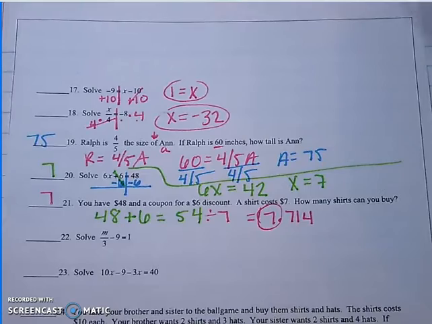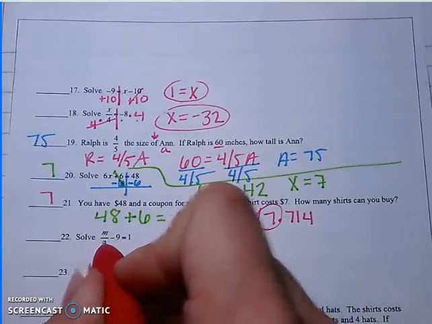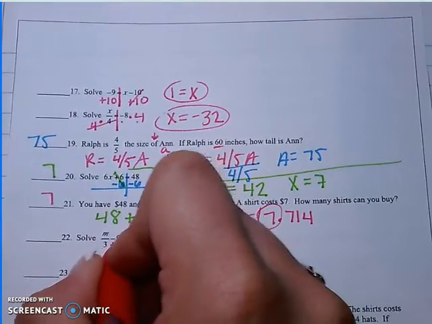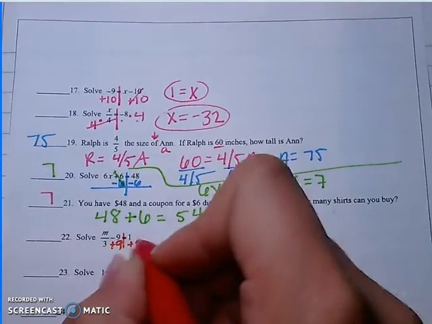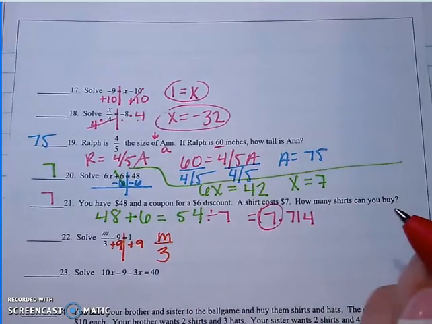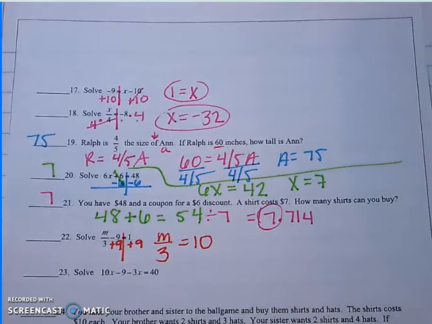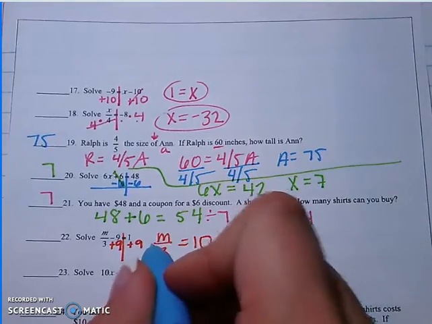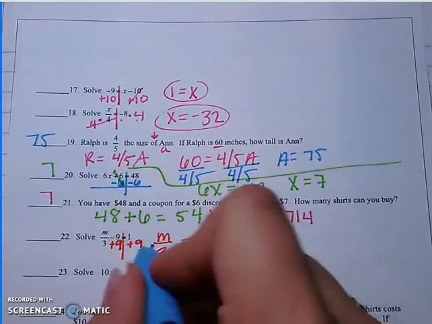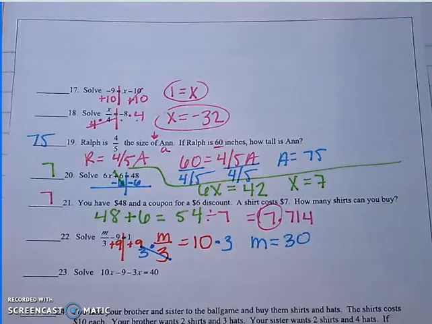22. We're going to look at my best friend, that being divided by 3, and my acquaintance or my associate is this 9. The 9 is what I get rid of first. So I'm left with M over 3, and it's equal to 10. To get rid of that divided by 3, I'm going to multiply by 3, which cancels those out, and M is equal to 30.